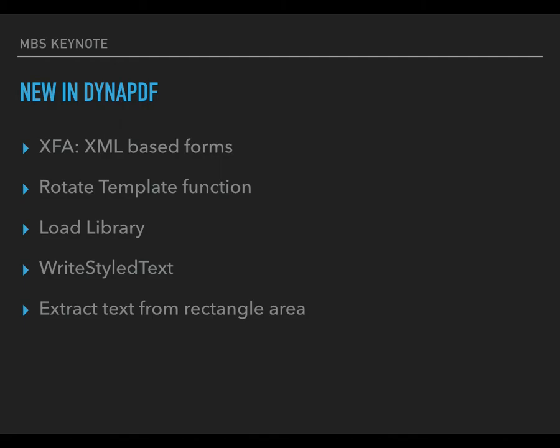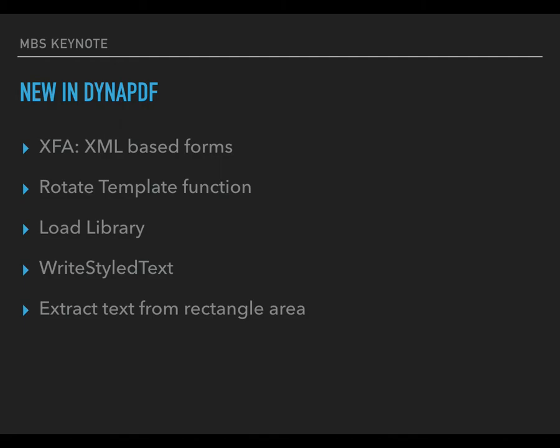We have the possibility to actually load the DynaPDF library at runtime. So instead of using the version included in the plugin, you can load a newer version from the DynaForms website if needed. We have a function to write styled text. So if you have a text area control in Xojo and the user formatted his text, you can get this text one-to-one into your PDF document.